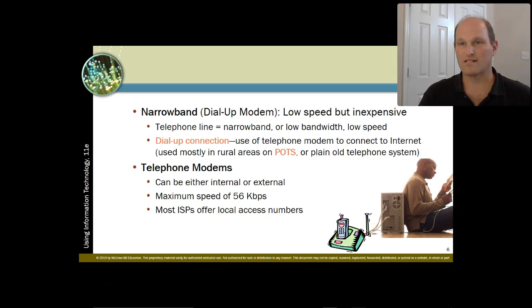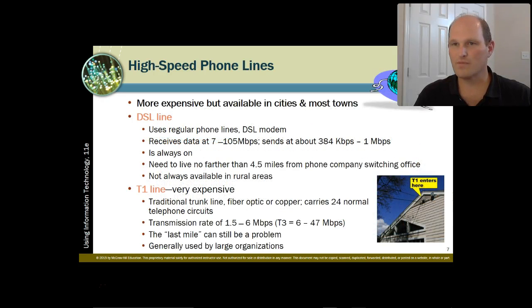So narrowband or dial-up modem, we've already kind of touched on this. It's low speed but inexpensive, and there's very few people that actually have a dial-up connection anymore. I think it's something like 3% of the U.S. population still uses dial-up. Telephone modems, you can read about them. That max speed of 56 kilobits per second. I can remember back whenever I used to use a dial-up modem, and I never connected at 56 kbps. I just never did.